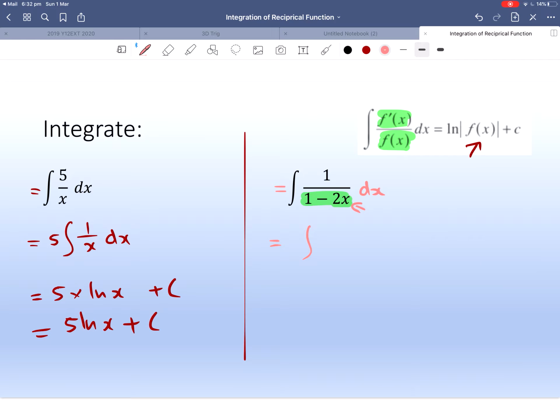Now, most of you are going to shout out and put -2. Okay. Well, what I'm going to do is I'm going to put -2 at the top of my fraction and put 1 minus 2x at the bottom.